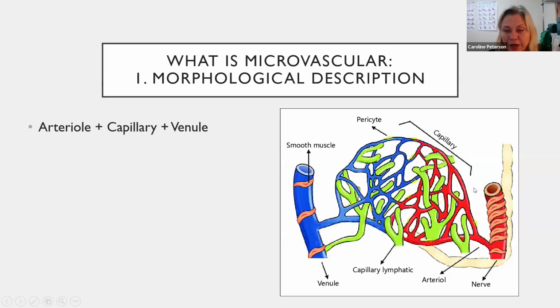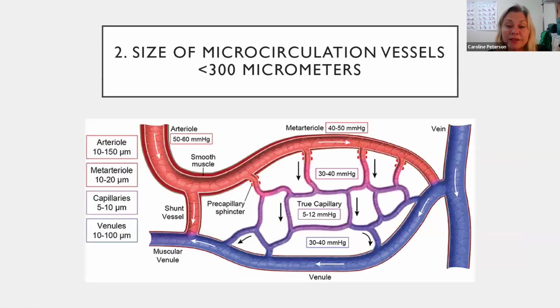So here's the capillary, here's the little vein, the little artery, and this is where they meet in the capillary. That's what microvascular is, the little stuff. Or we could say, well, we have to tell you what size it is in order to be little, and that has to be less than 300 micrometers.